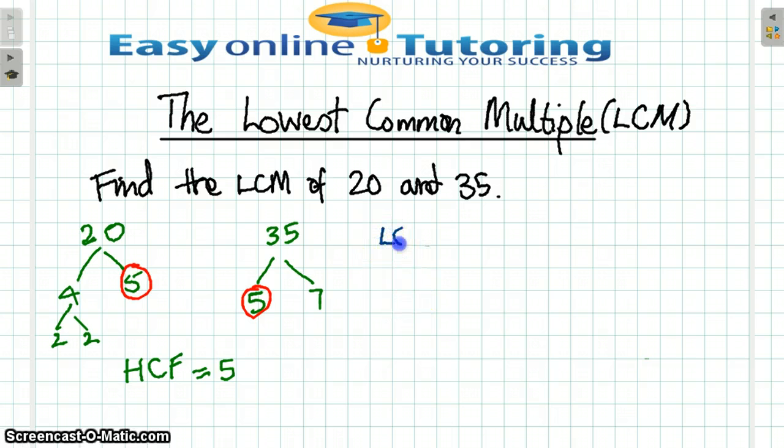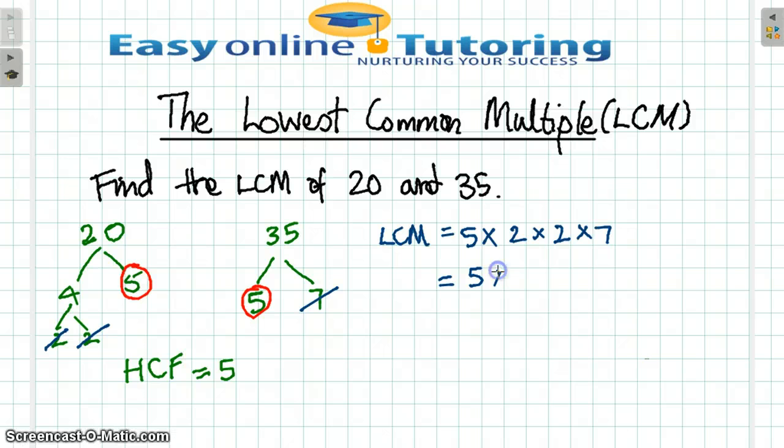So the LCM is equal to 5 times the remaining numbers. So we have a 2 here and a 2 here, which is 4, and 7 there, which is 28. So 2 times 2 times 7 is 28, which means we have 5 times 28. And if you work that out, that is equal to 140. So the LCM of the numbers 20 and 35 is 140.